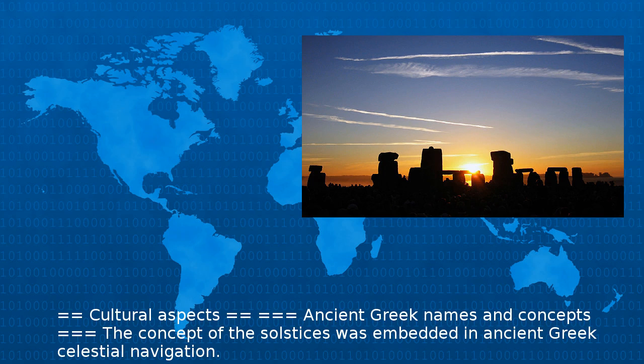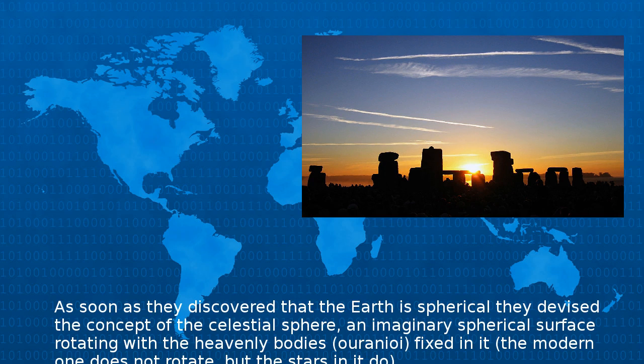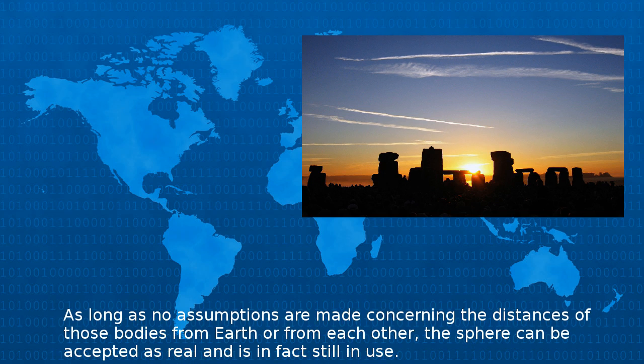The concept of the solstices was embedded in ancient Greek celestial navigation. As soon as they discovered that the Earth is spherical, they devised the concept of the celestial sphere, an imaginary spherical surface rotating with the heavenly bodies, ouranioi, fixed in it. The modern one does not rotate, but the stars in it do. As long as no assumptions are made concerning the distances of those bodies from Earth or from each other, the sphere can be accepted as real and is in fact still in use.